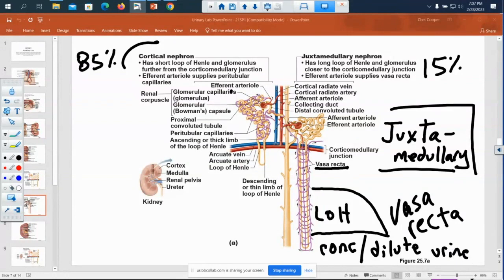They play a major role in changing the water content of your urine. That's why they're there. If we need more water in the blood, they can put it there. If we don't, they can get it out of the body. And so that's it for this little picture, showing the two kinds of nephrons.